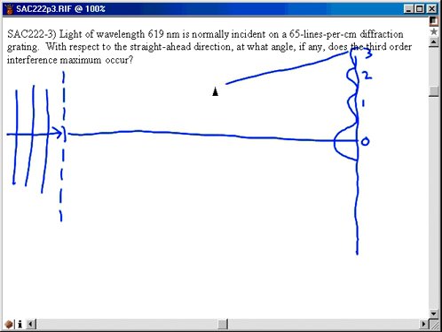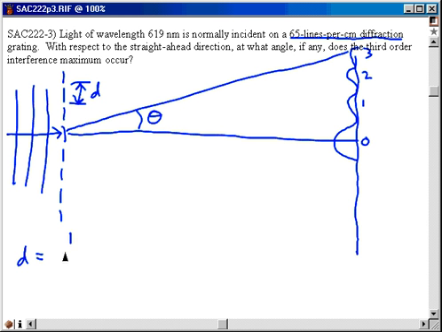And the angle at which that maximum occurs is what we're being asked about. We're supposed to find theta given the wavelength and given information about that diffraction grating. Wherever you've got an interference problem, you need the spacing between adjacent slits. Call it d. And d is going to be the number of centimeters per line. That's the distance between adjacent slits.